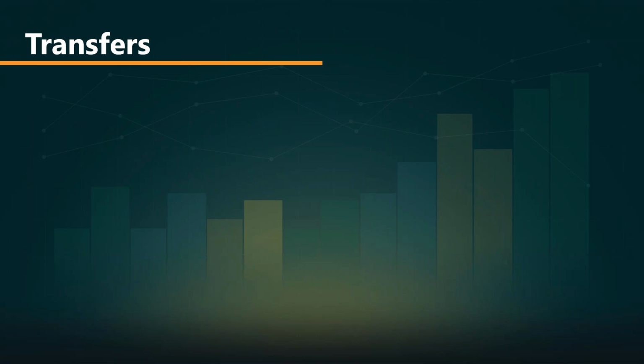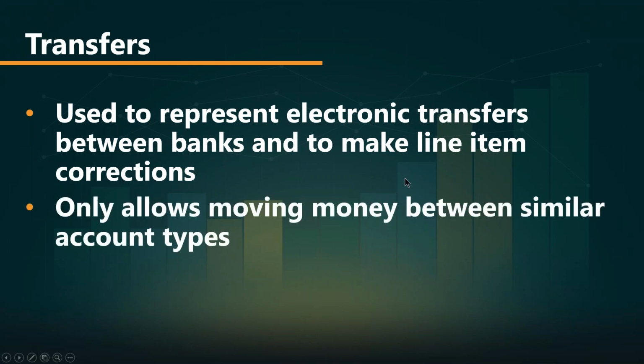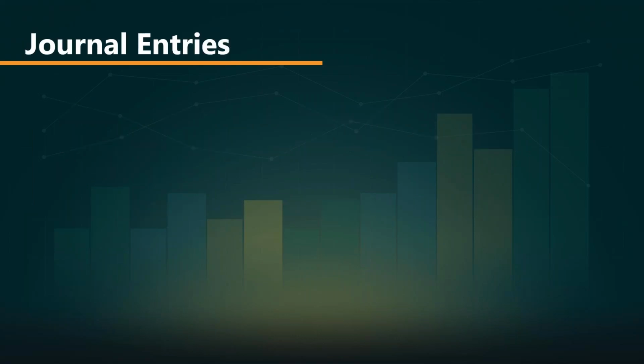Okay, so the fourth of five types of transactions is the transfer transactions. This is used to represent electronically transferring money between banks or to make line item corrections. So whenever you do a transfer, it's always going to be the same account type on both line items. So it only allows moving money between similar account types. So asset to asset, expense to expense, liability to liability, or income to income. So I guess you could also say it could be unrestricted to restricted fund, because both of those are assets as well.